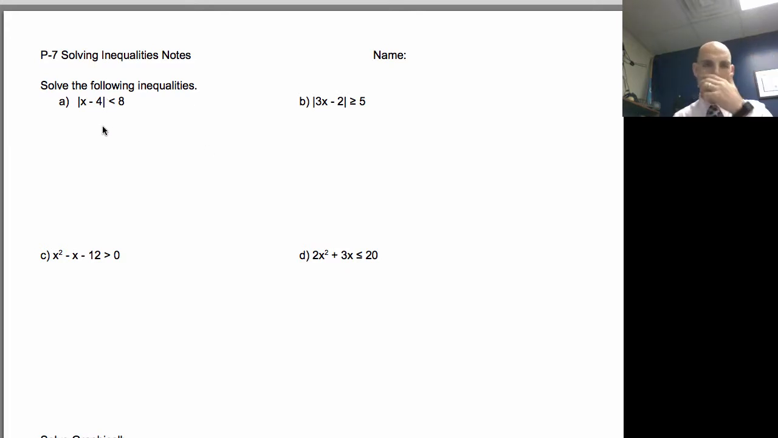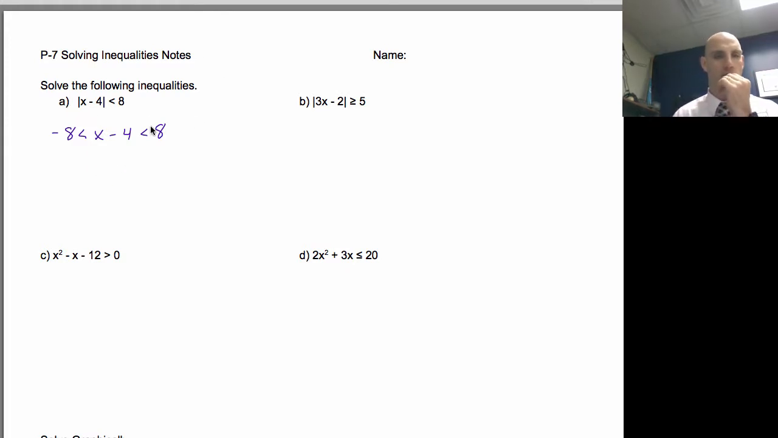So for example, if I've got the absolute value of x minus 4 is less than 8, what could possibly be in here? So you could have negative 8 is less than x minus 4 is less than 8. Well, let's think about this for a second. We want negative 8 to be less than x minus 4, and 8 is greater than x minus 4, because with the absolute value, whatever's in there, the negative is going to be canceled out.